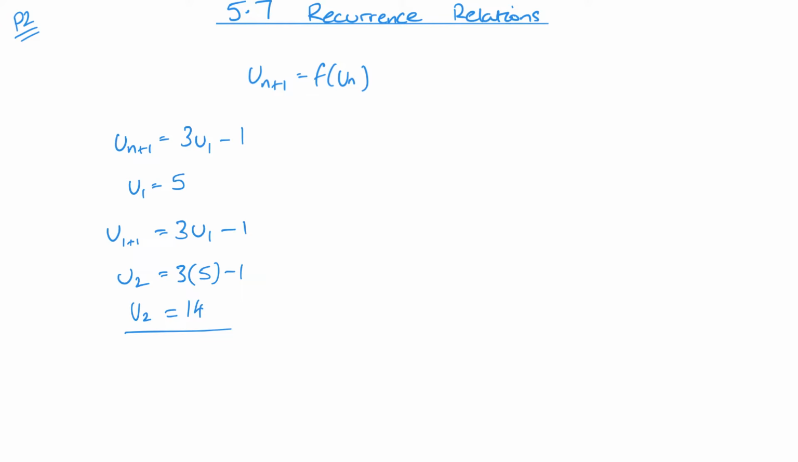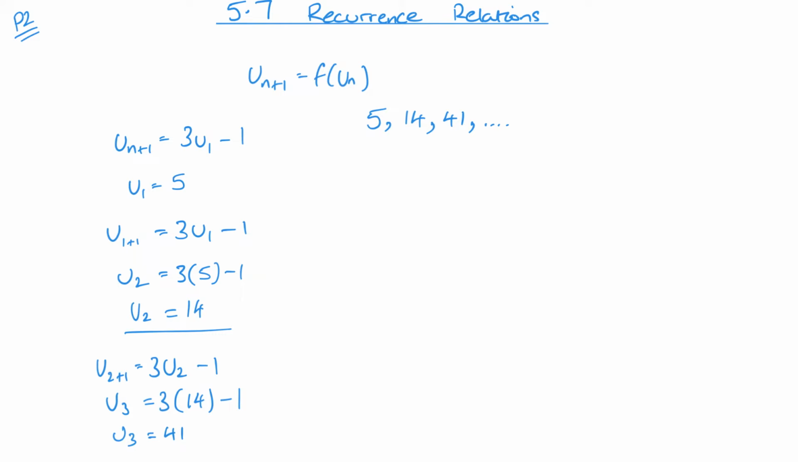Now I substitute that back into the original. So think about it, you get u of 2 plus 1 equals 3 u of 2 minus 1. So u of 3 equals 3 lots of 14 minus 1. And that means that the third term here is 41. So you can see this is my sequence as it's starting, and it will carry on. And that gives you hopefully a bit of an idea of what we do with the recurrence relation.